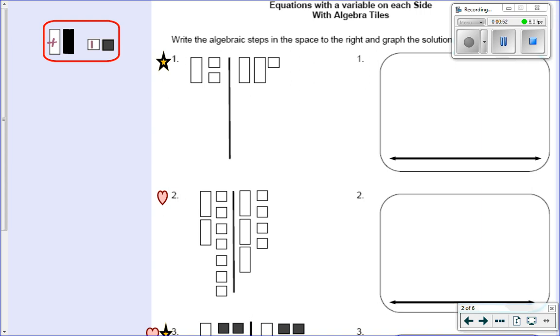So the long rectangle represents your variable. That's going to represent a positive x. The smaller white square represents the number 1, and that would be a positive 1. And then the black rectangle represents a negative variable, and the black square represents a negative 1. Are we good so far?